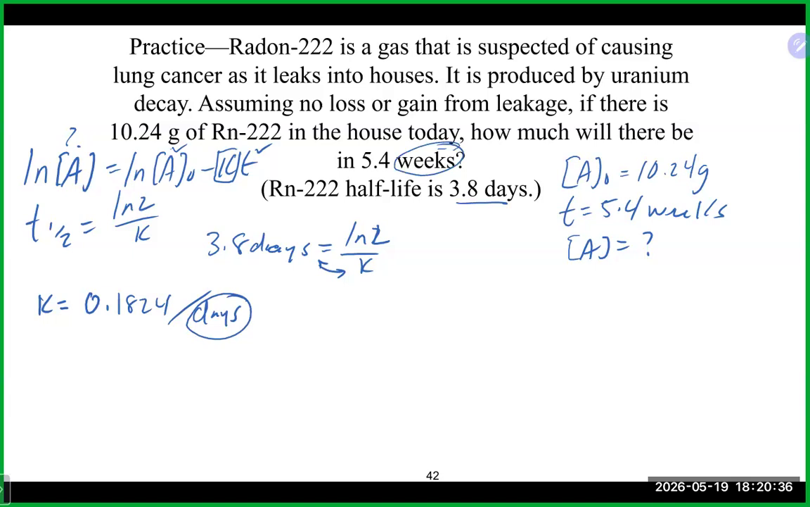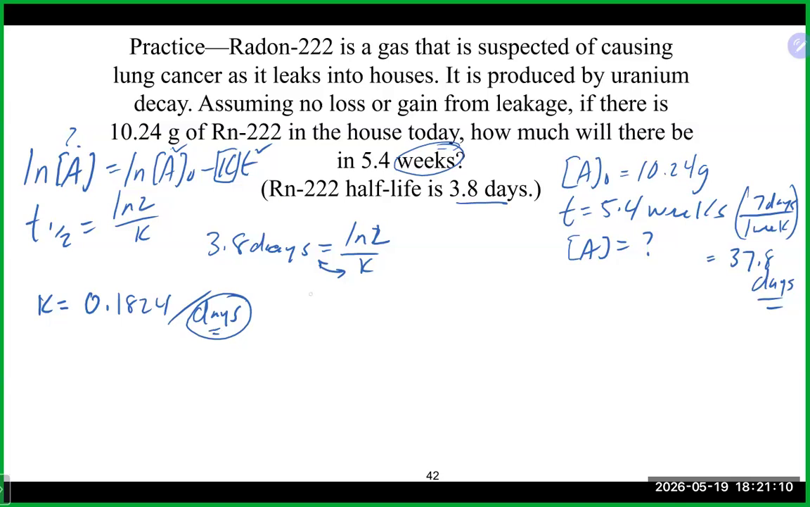It really doesn't matter which way you want to convert, days to weeks or weeks to days, whichever way we want to go. I'm going to convert my weeks into days since I already have my decay constant in days. So 1 week is 7 days, and that's going to get us 5.4 times 7, about 37.8 days. And again, now both this and this are in the same units of time, so everything will cancel out correctly.